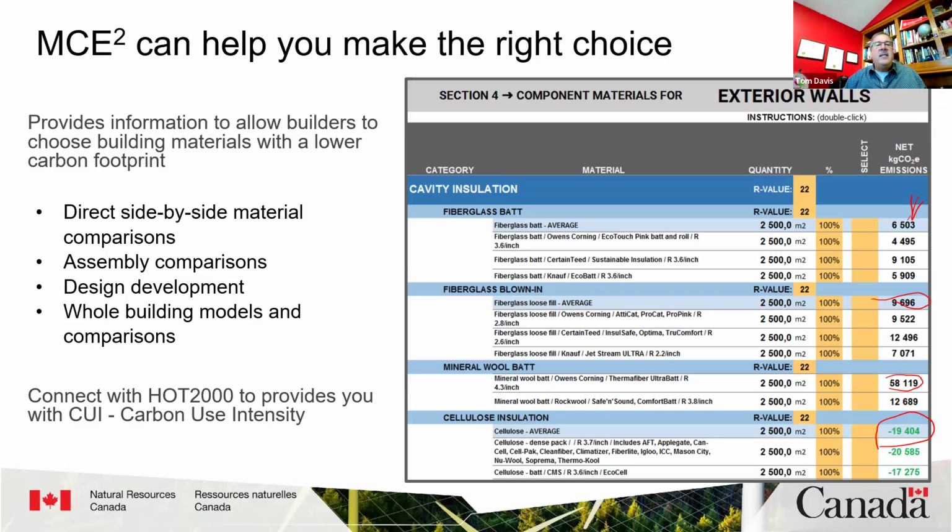The connection with HOT2000 allows you to see the operational carbon emissions, the OCE, of the building alongside the material carbon emissions and calculates the carbon use intensity over a 30-year period.